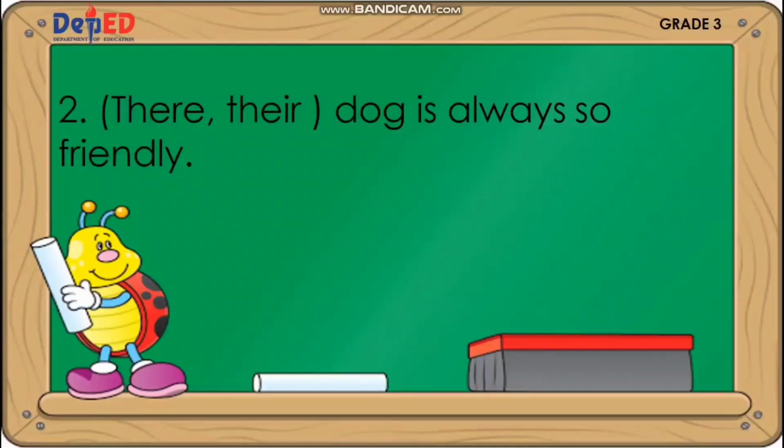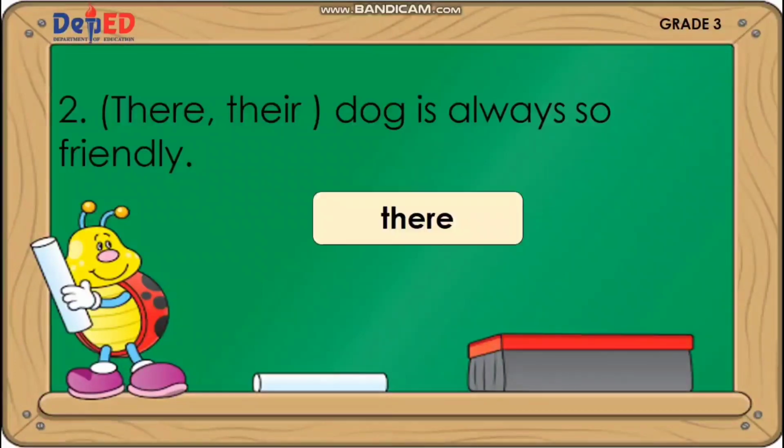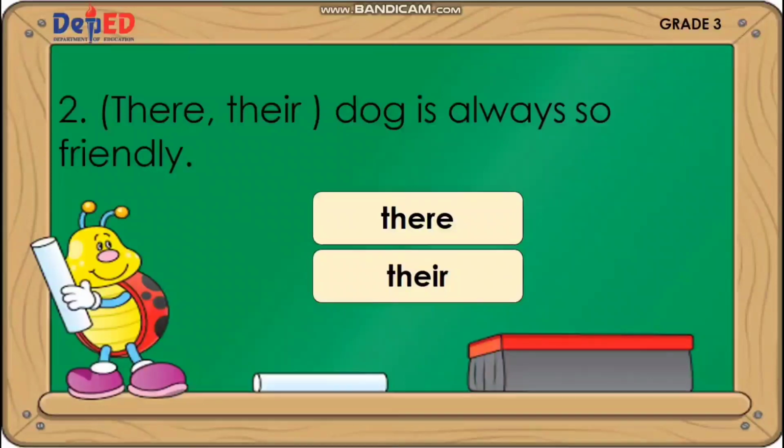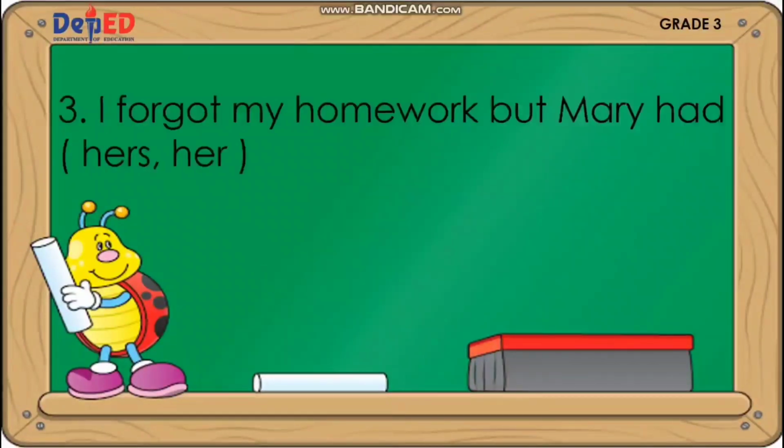Their dog is always so friendly. What is the correct possessive pronoun to be used in the sentence? Is it their or theirs? Very good. The answer is their.